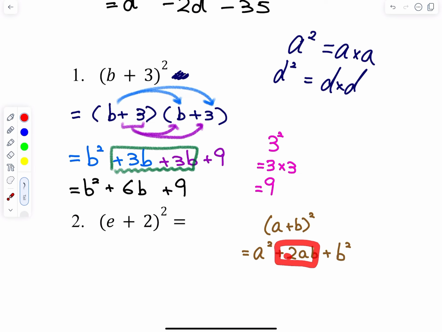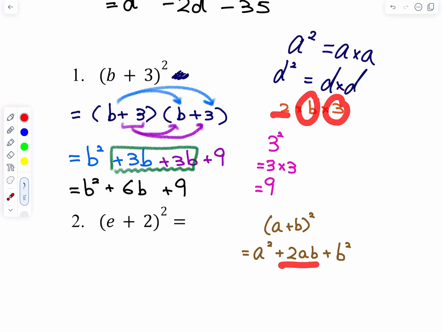How about the middle one? It's 2 times the first and the second. A and b here mean first and second. So 2 times both of them. So let's try. 2 times b times 3. Because this is 2ab, right? So 2, a means the first part, b means the second part. The first part is b, the second part is 3. So 2 times 3 is 6, and then it will become 6b. Is it matching? Yes.